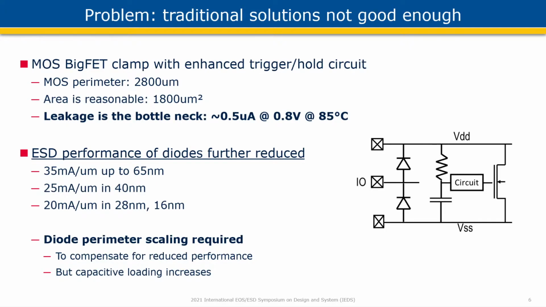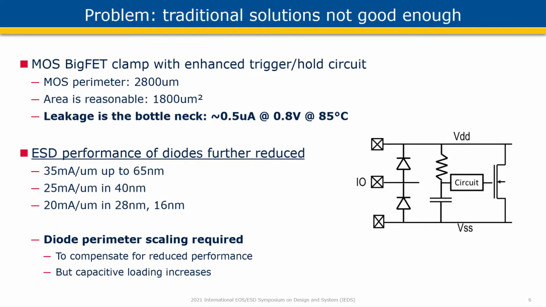The traditional solutions are not good enough for these problems. For example, a MOS BiCFET clamp with a reasonable area has a leakage bottleneck of about 0.5 microamperes at 0.8 volts at 85 degrees Celsius. Also, we notice that the ESD performance of diodes is further reduced.